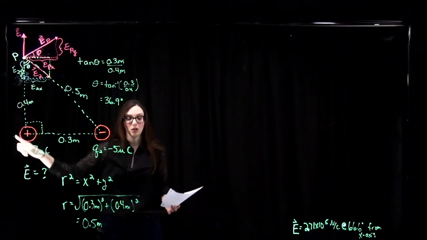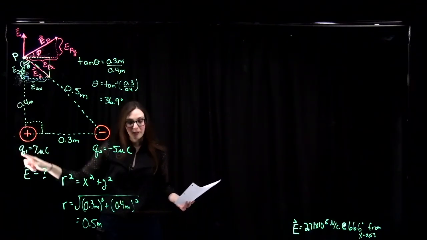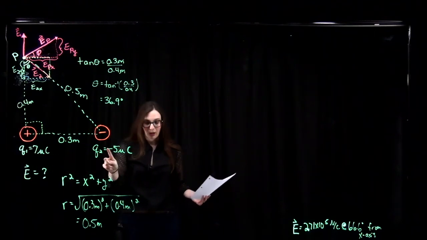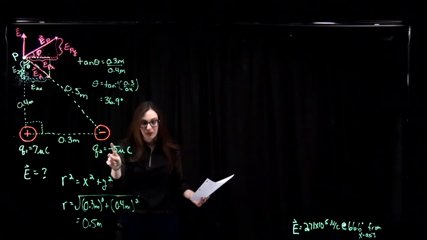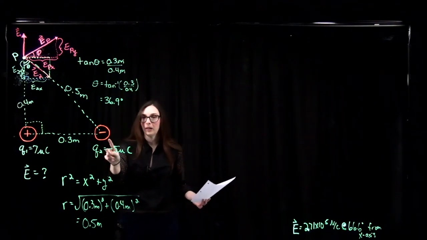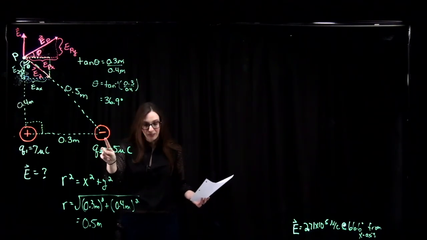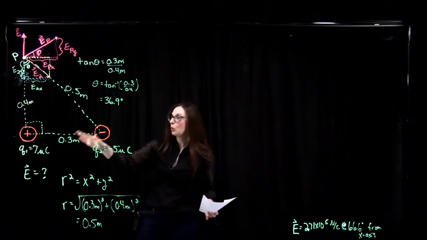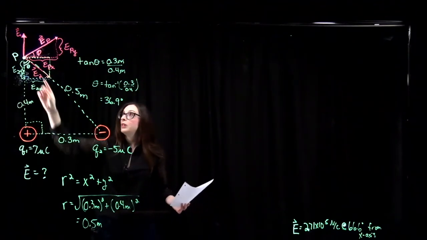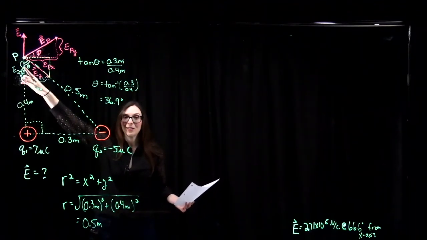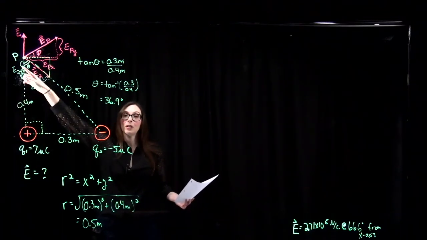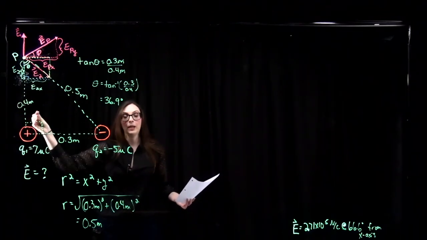I've placed this charge at the origin. So a 7 microcoulomb charge is at the origin, and a point charge of -5 microcoulombs is on the x-axis at 0.3 meters away. Find the total electric potential due to these charges at a point with coordinates 0, 0.4 meters. So it has a y component of 0.4 meters and no x component.